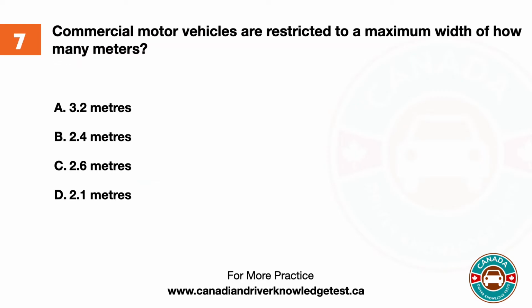Question 7. Commercial motor vehicles are restricted to a maximum width of how many meters? A. 3.2 meters. B. 2.4 meters. C. 2.6 meters. D. 2.1 meters. The answer is C. 2.6 meters.